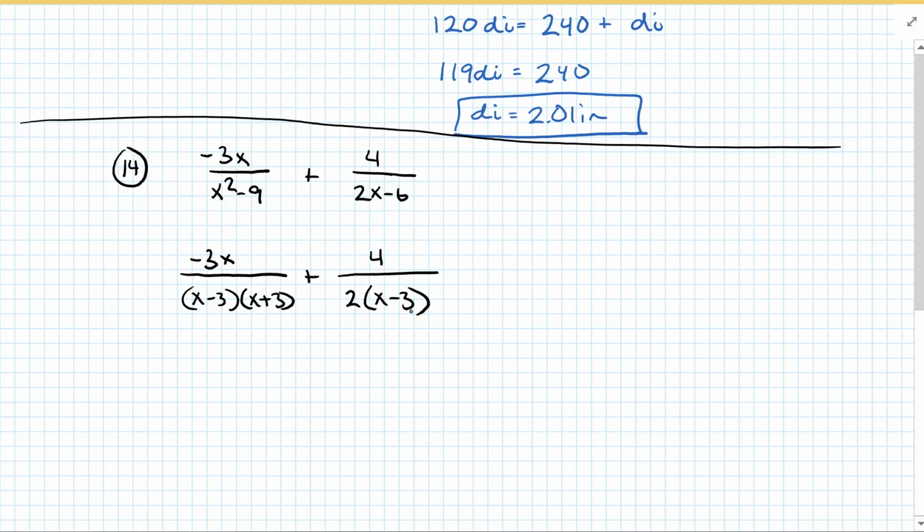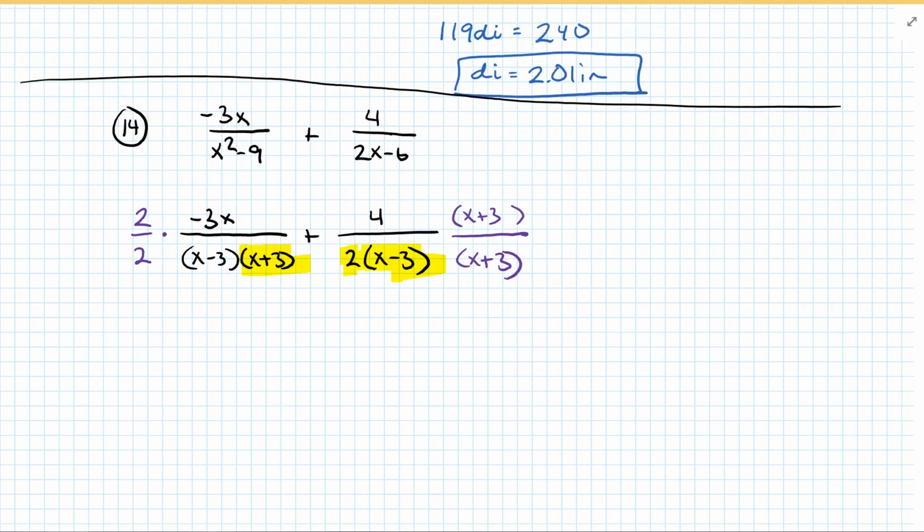So now we got to sum like terms, so we got to get the denominators to be the same. So what's the LCD? Well, it'd be 2 times x minus 3 times x plus 3. So what do I need to multiply the left side by, top and bottom, to get the same three terms? Well, I need to multiply the top and bottom by 2 over 2. What about the right side? What do I need to multiply the right side by? x plus 3.